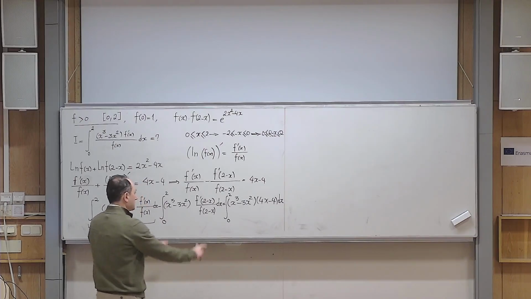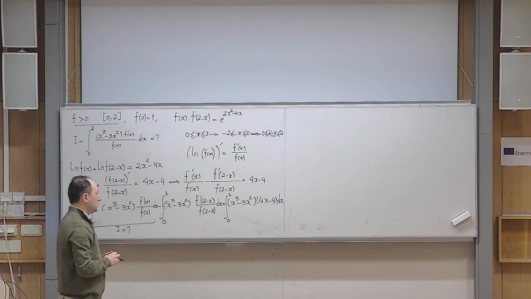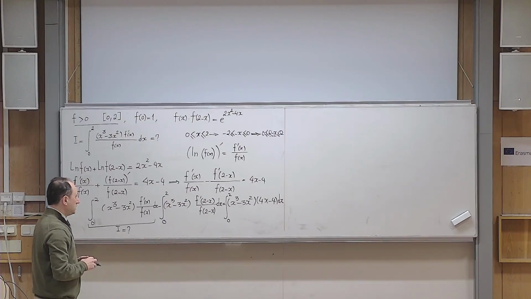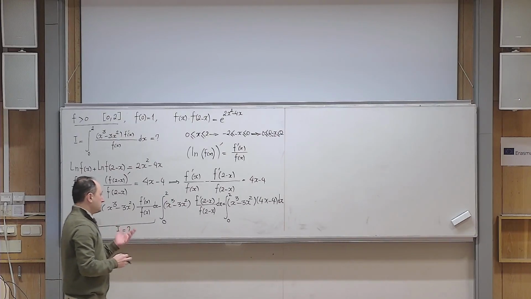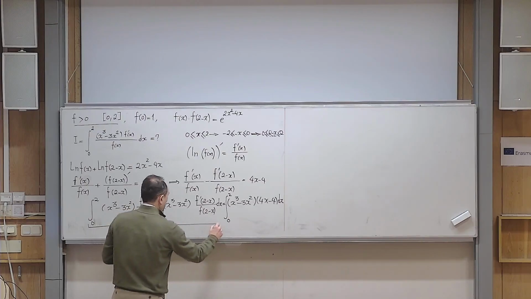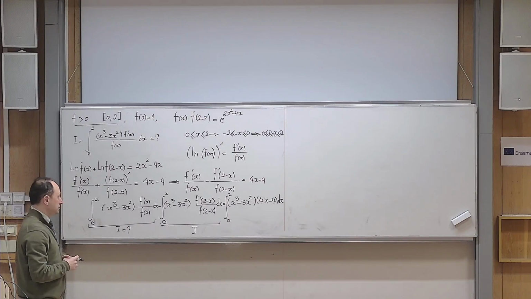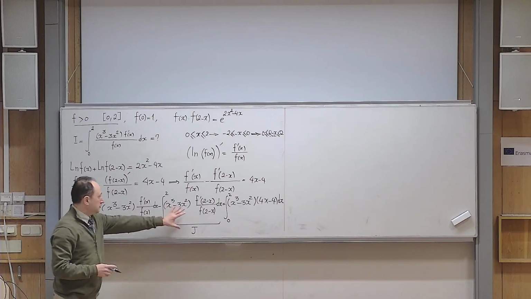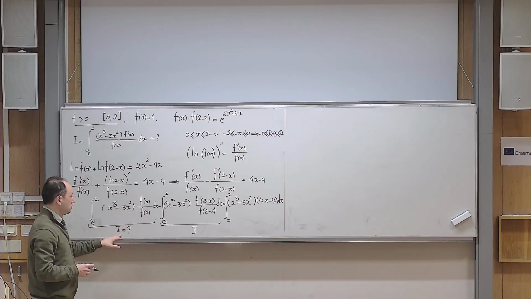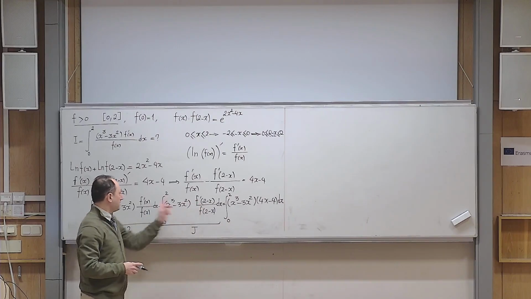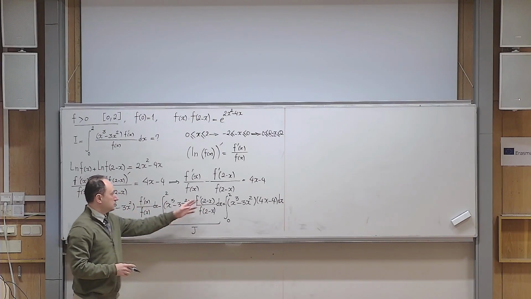But the problem is that this is apparently a new integral, okay? So in principle, I should call this integral J. But is there something I can do about J? J is very similar to my unknown I. The only problem is that instead of having x, I have 2 minus x.